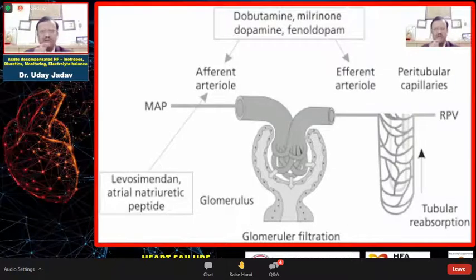Now, one of the reasons is, if you take dobutamine or dopamine or milrinone, they affect the afferent arteriole and the efferent arteriole, right? Levosimendan has an effect only on the afferent arteriole. It spares the efferent arteriole. Therefore, you are able to maintain the glomerular filtration. And even when the GFR falls, as we'll see, it works so very well in terms of maintaining the renal perfusion and having an effective vasodilatation.